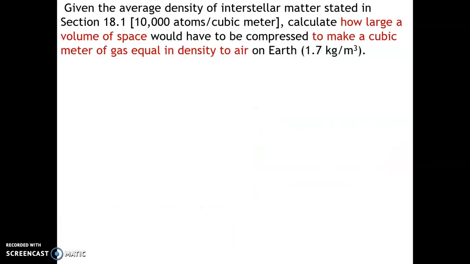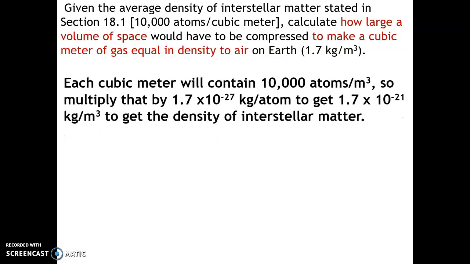All right, fun little equation out of the book. A question I would normally offer you just to have fun with, because it's kind of cool to see this. When I talk about space being space, the average density of interstellar space is 10,000 atoms per cubic meter. That sounds like a lot. But on Earth, our air is 1.7 kilograms per cubic meter. So we're talking atoms to kilograms. So we had to extrapolate that data some.